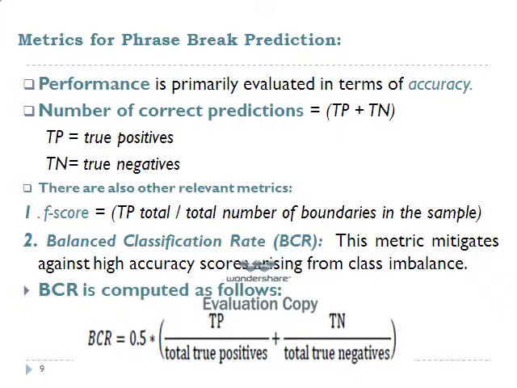Balanced classification rate. This metric mitigates against high accuracy scores arising from class imbalance, a typical scenario for phrase break prediction, since instances of the majority class, non-breaks, greatly outnumber instances of the minority class, breaks, in the corpus. BCR is computed as follows. BCR equals half times true positives over total positives plus true negatives over total negatives.